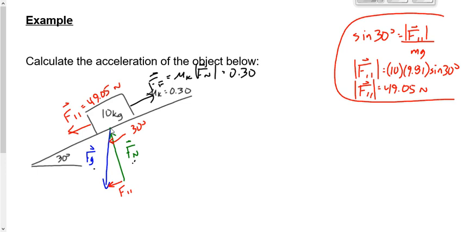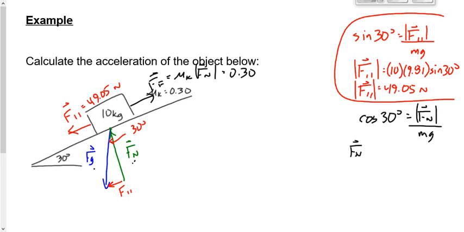You could do the Pythagorean theorem, yeah. But if you do that, you better hope that you got F parallel correct. I'm going to do a trig function, which does not require me to have gotten F parallel correct. I'm going to say cosine 30 degrees is equal to adjacent over hypotenuse, Fn over m times g.